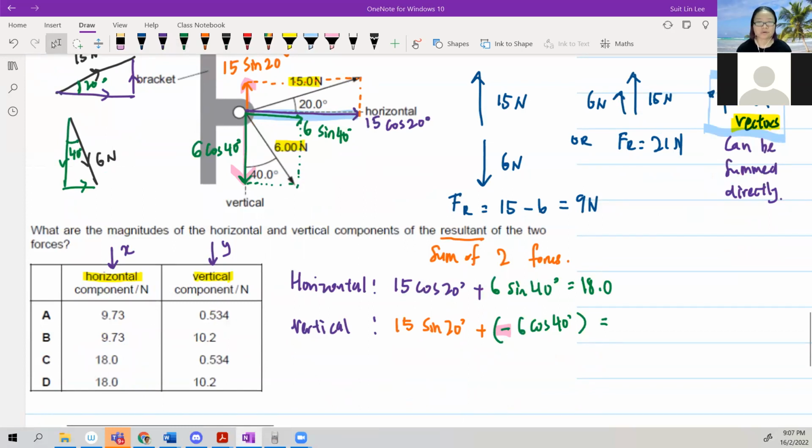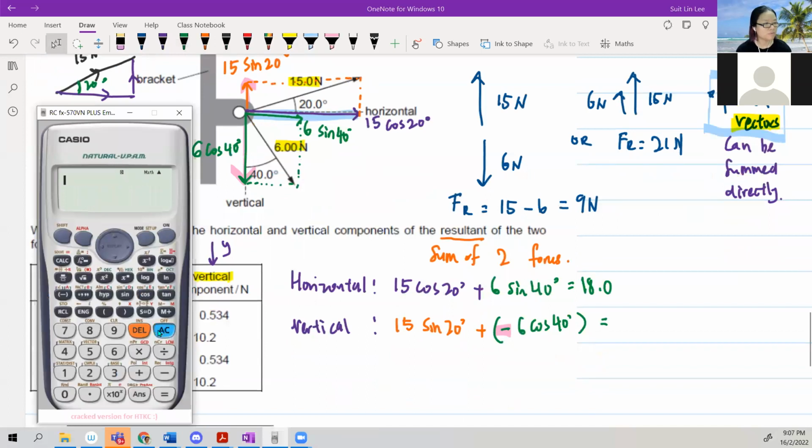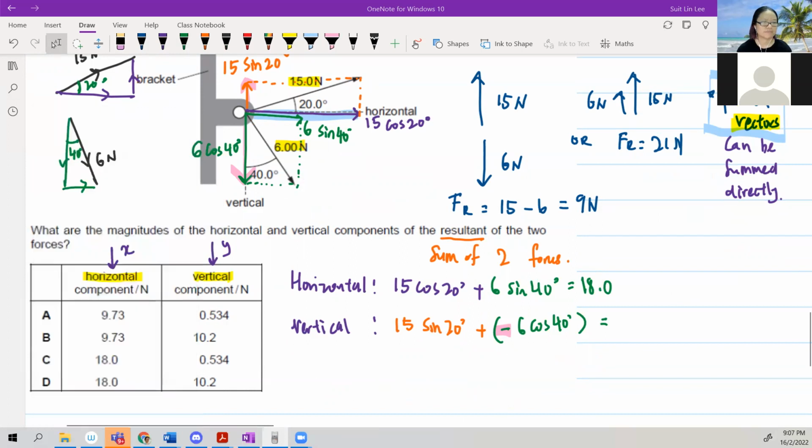All right, let's press our calculator. 15 sine 20 plus, minus 6 cos 40. So 0.534. Okay. So your answer would be C.